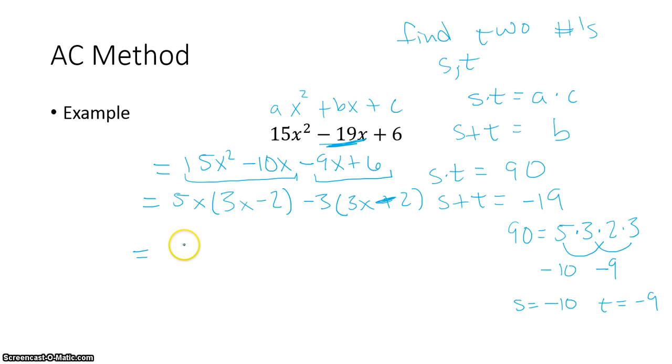Now, I'm going to use my GCF. I have a GCF of 3x minus 2. And when I factor that out, I'm left with 5x minus 3. And you can go and double check, and you always want to do this. Refoil this out to make sure you get back what you started with. Okay?